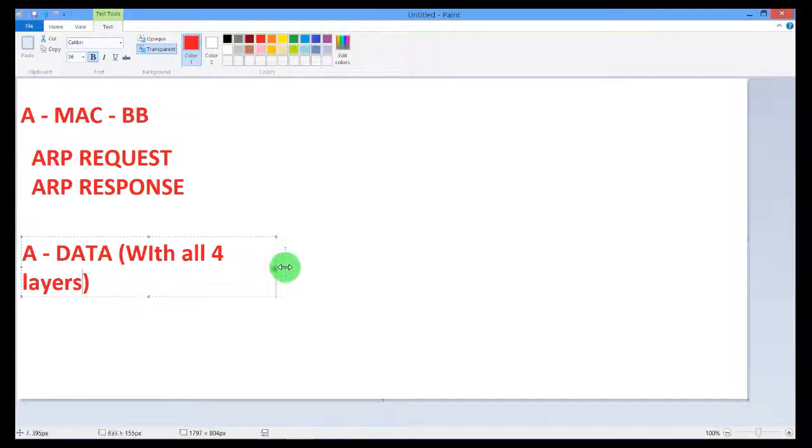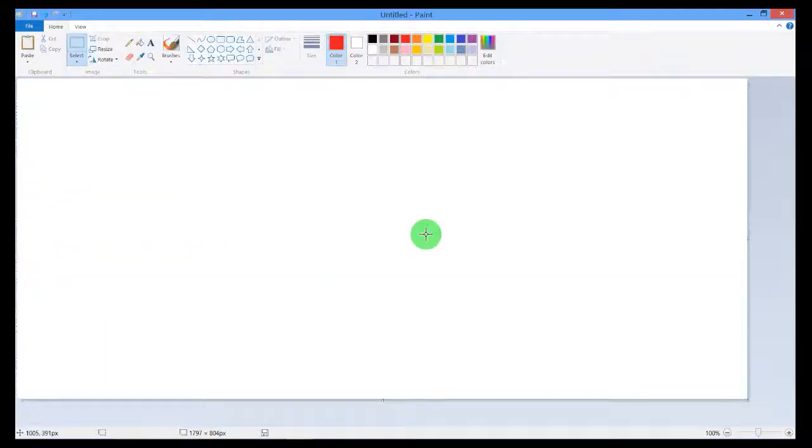Understand? So why is ARP used in the network? To convert the IP address to a MAC address. Before any communication starts, systems need the MAC address of the destination device, the target device, to know where to send the packet. So the sender will generate an ARP request and get an ARP response.